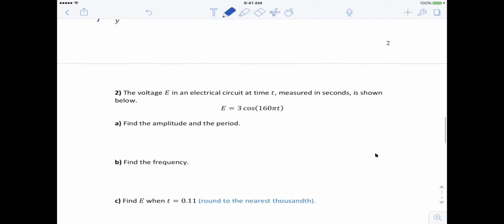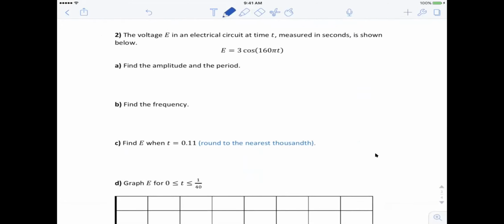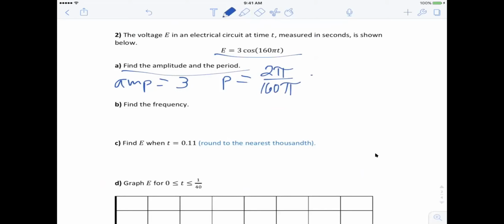Okay, so let's try another example. So you have a lot of different examples, but it all kind of boils down to the same structure. Here's one about voltage. And we have the equation given to us on this one. Find the amplitude and the period. That's just really from 6.3. So the amplitude is that value out front, 3. And the period is 2 pi over omega, which is the 160 pi. Don't forget that pi in there. Right? The pi's cancel, reduce it, that's 1/80. That's 1/80th of a second in this case, measured in seconds.